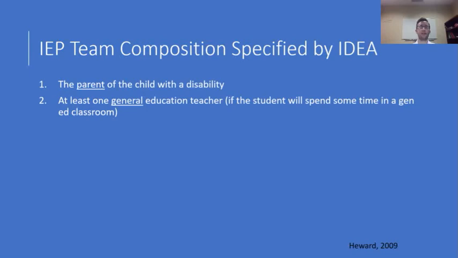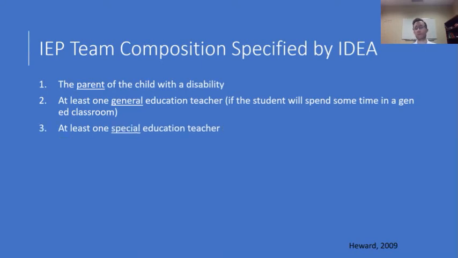Now the IEP team composition specified by IDEA is the following. 1, the team should consist of a parent of the child with a disability. So notice what I'm talking about here is not the contents of the IEP, which is the document, but the composition of the IEP team, who's involved. So you have the parent of the child with a disability. And the second is at least one general education teacher if the student will spend some time in a general education classroom. That means if some attempt is going to be made at inclusion in a general education classroom.